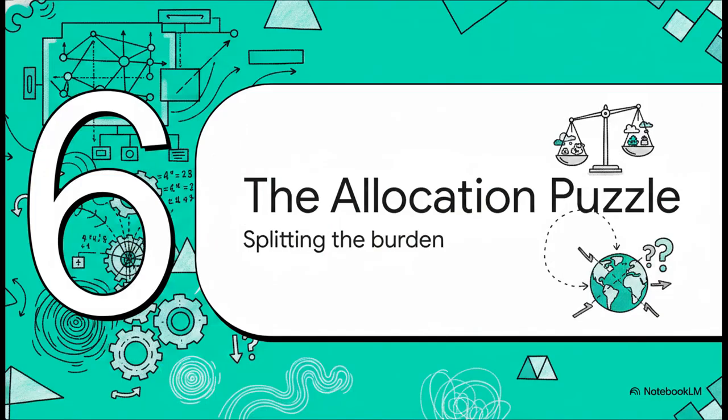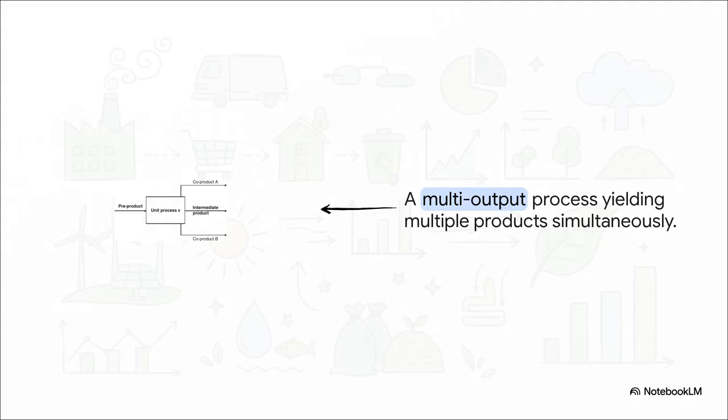And finally, we arrive at Section 6, the allocation puzzle. Up until now, we've relied on the strict laws of thermodynamics to balance our ledgers. But those hard and fast rules hit a massive roadblock when a single unit process spits out several usable products at the exact same time. This is called a multi-output process. Imagine a dairy factory. Raw milk goes in, but cream, skim milk, and butter all come out.